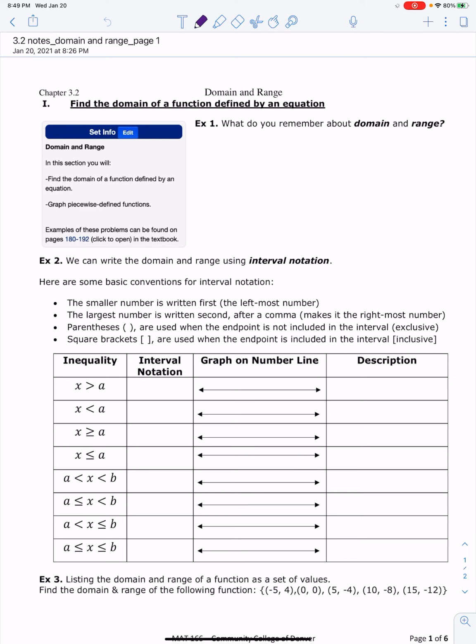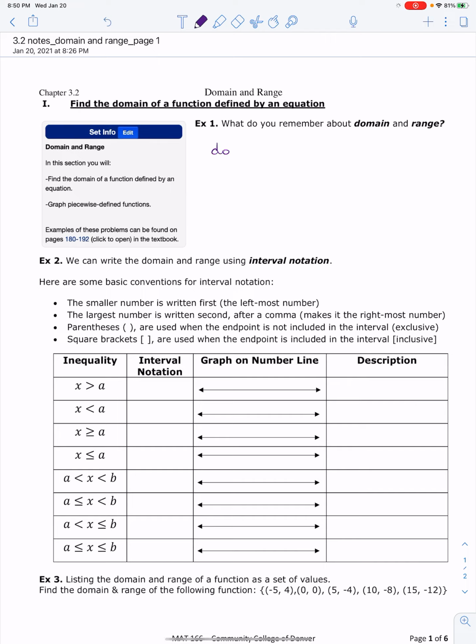And these are the 3.2 notes, domain and range, page 1. It's going to feel like a lot of redundancy in these notes, so make sure you pick and choose the pieces that you need. So example 1. Oh, I'm sorry, that's rude. What do you remember about domain and range?